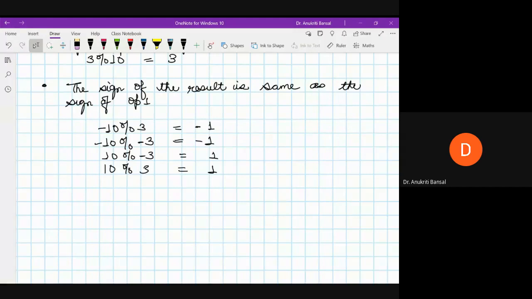Now here also precedence and associativity follow the same rules as that of Python. So integer division and modulus have higher precedence as compared to addition and subtraction.